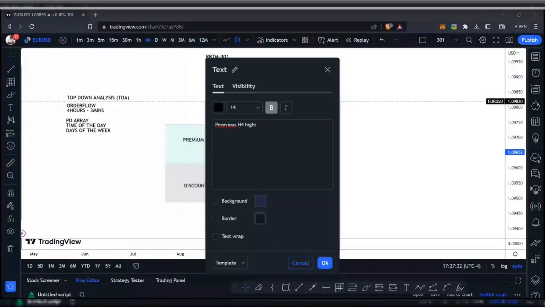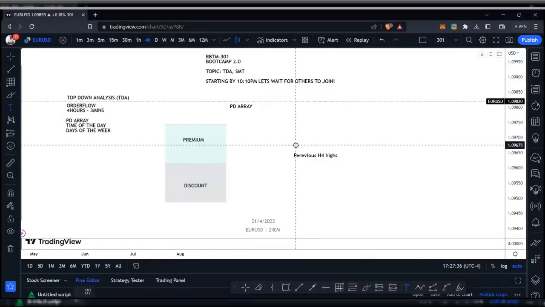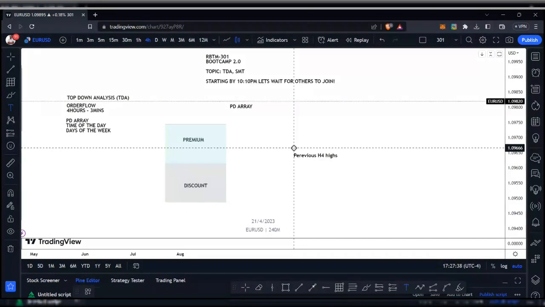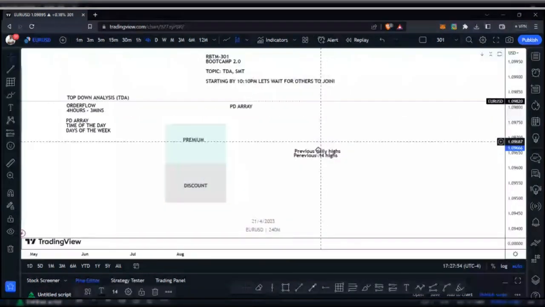You're looking at your H4 highs, all right? You're looking at your previous daily highs. There's a reason why you're looking at all of these things, all right? Your previous daily highs.